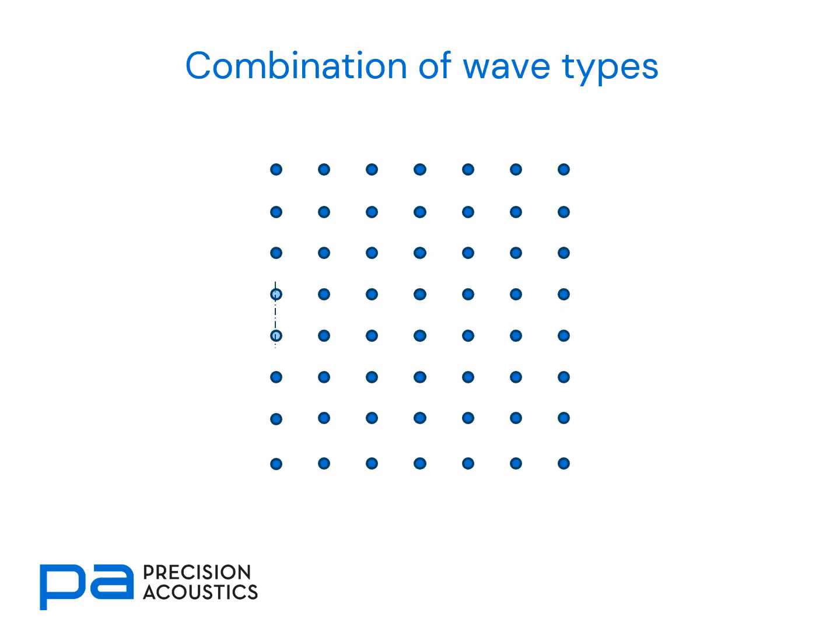Now let's look at the combination of those two wave modes. If we consider a general elastic material where a force is applied to two particles on the surface only, again coloured pale blue.